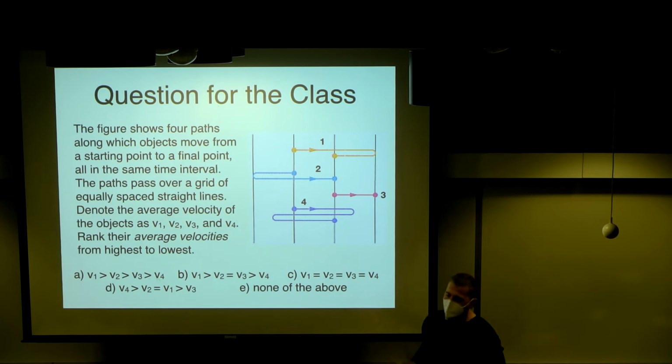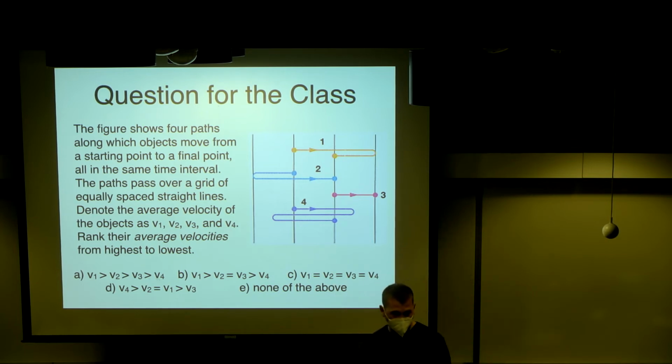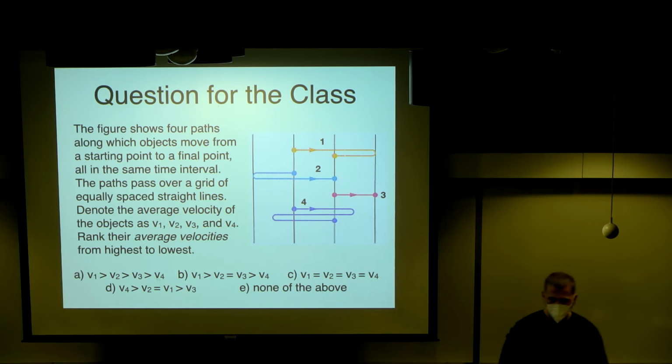C. They all have the same average velocity because they all have the same displacement in the same amount of time, even though they take different paths. Does that make sense?